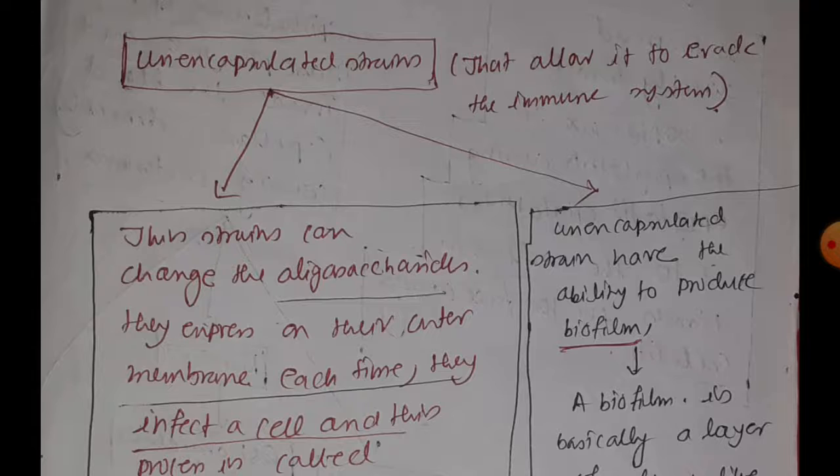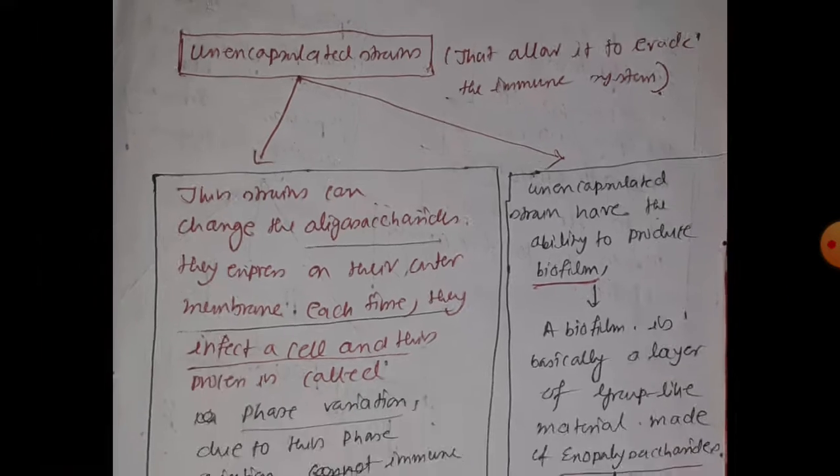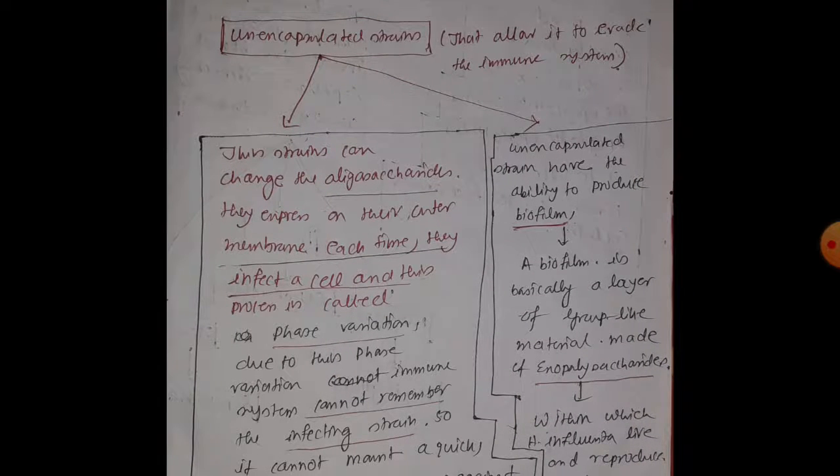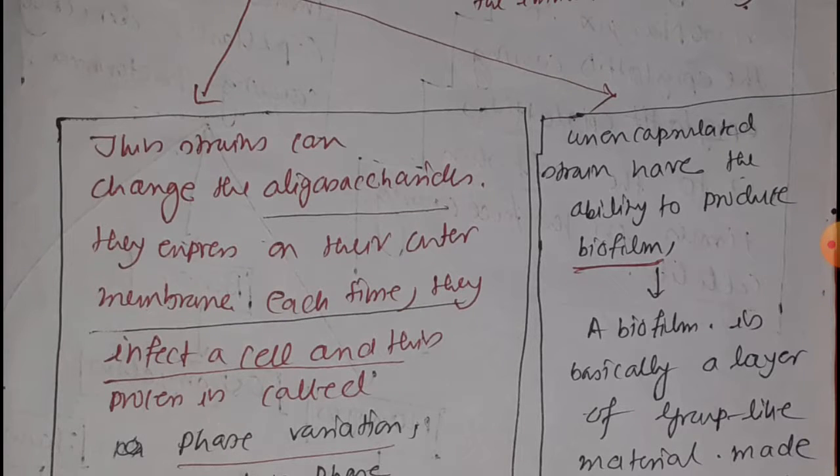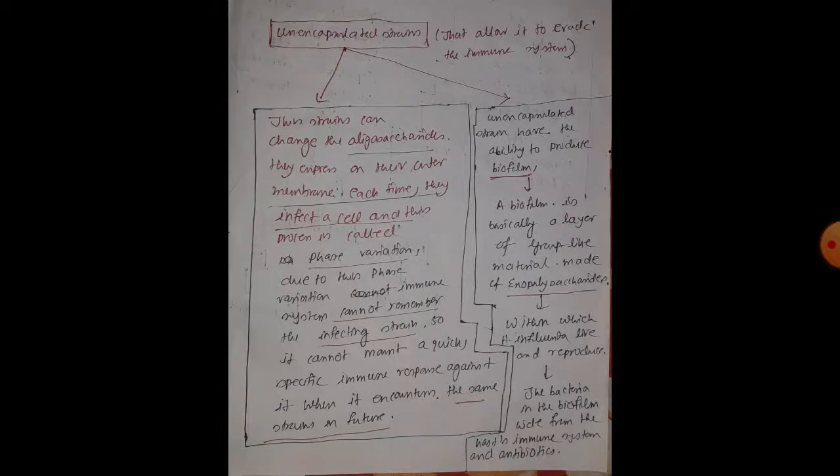One is phase variation, where it constantly changes its oligosaccharide whenever it is infecting a cell, and as a result it becomes very hard for the immune system to remember the infecting strain. As a result, the secondary immune response cannot be generated. The second one is biofilm, which protects the bacteria from antibiotic attack and other immune system attack.